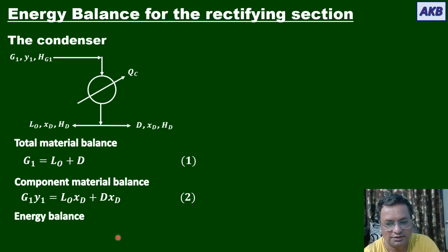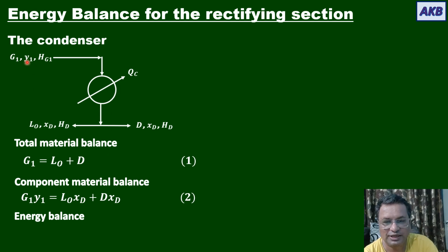Now let us write energy balance. Again we are going to write it at steady state. Input energy is equal to output energy. So if you look at the schematic over here, energy comes along with this stream, and it is leaving along with this stream, along with this stream. So energy comes with the material stream, it leaves with the material stream, plus you are removing heat from the condenser. The rate of heat removal is QC. So that has to be considered.